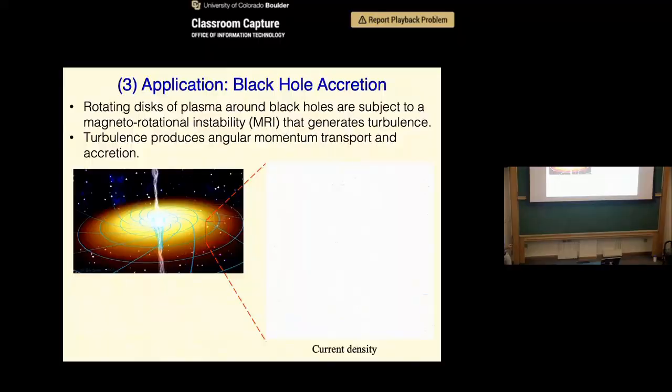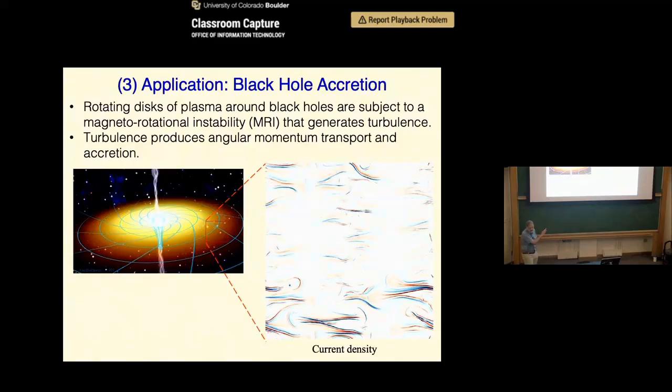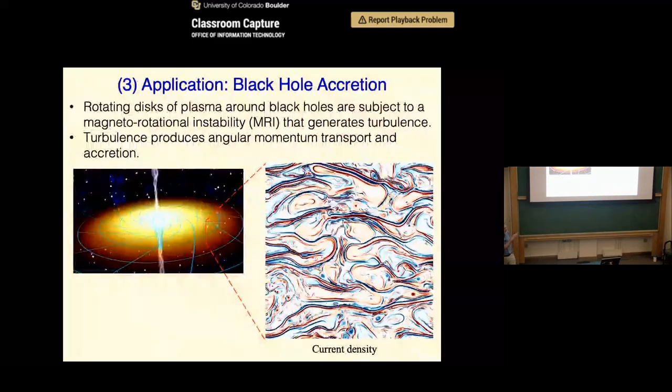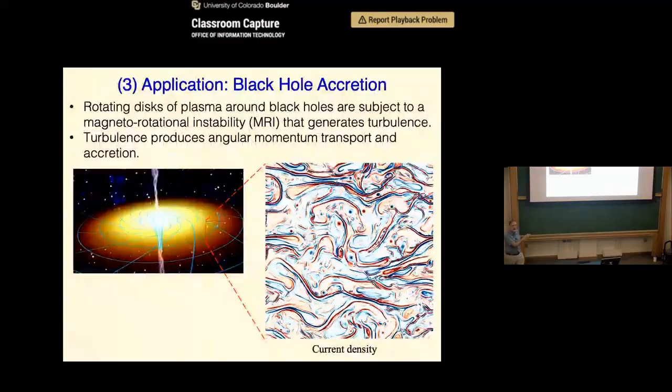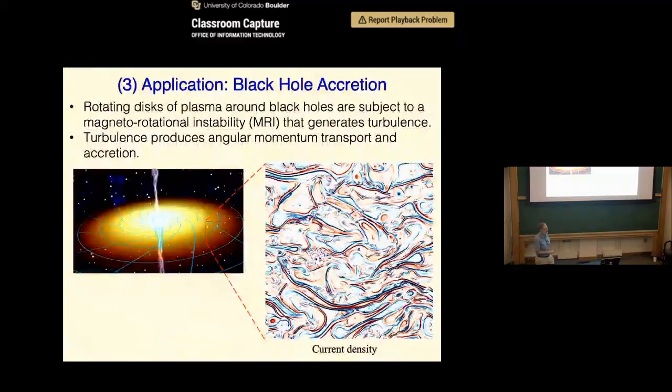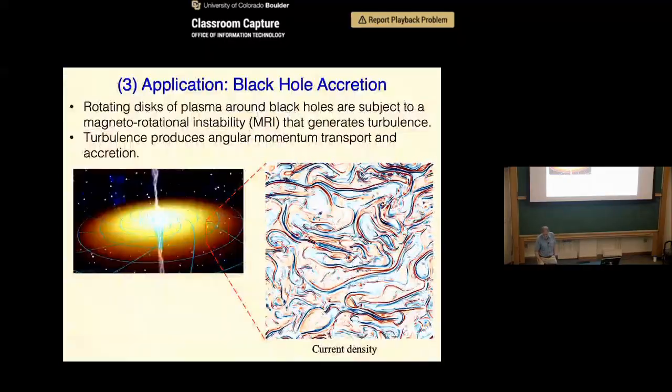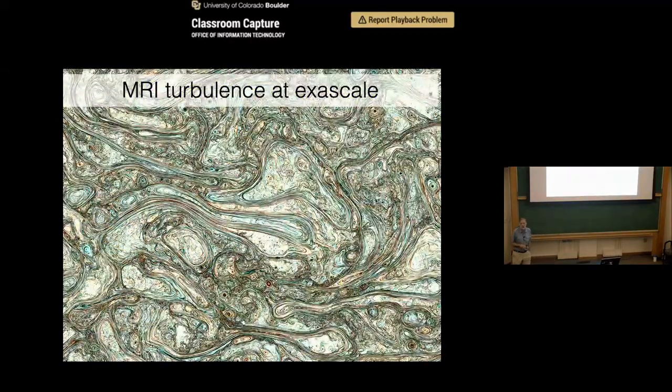So you're seeing the emergence of the MRI and turbulence, which then produces angular momentum transport accretion. The resolution used for this calculation was typical of what's been used to date. Typically around 1,000 cubed is considered a challenging high resolution calculation today. So what we've been doing lately is try to use Exascale to push that forward.